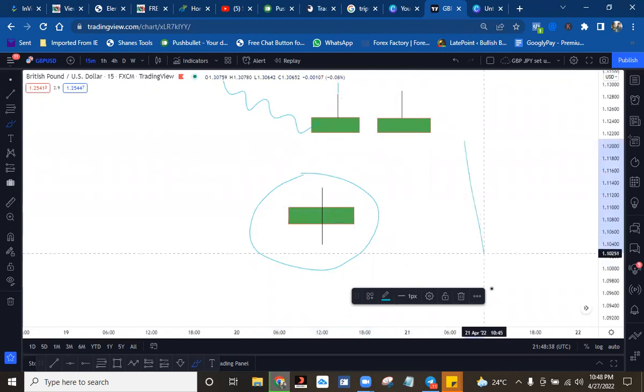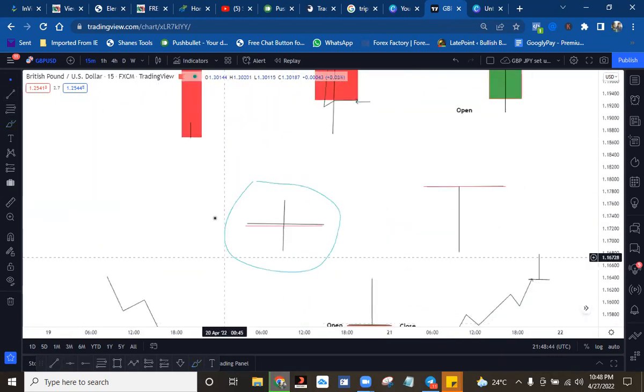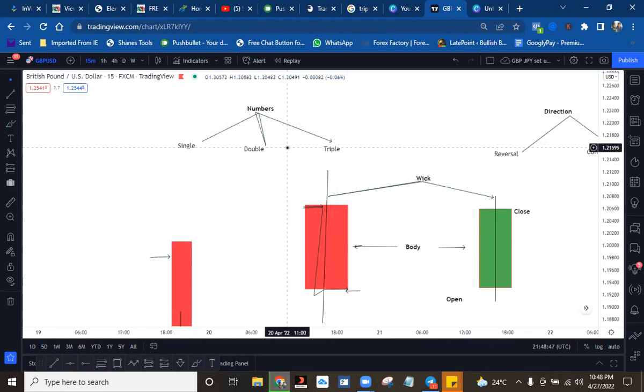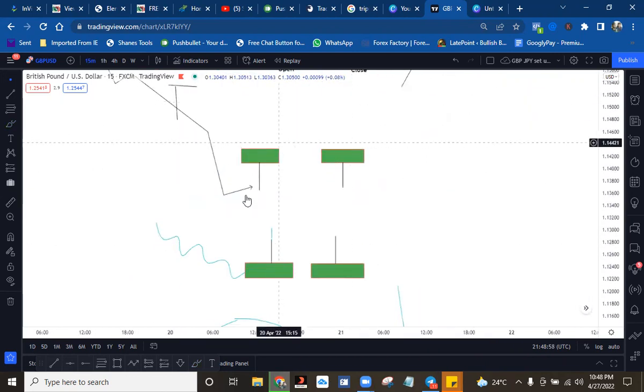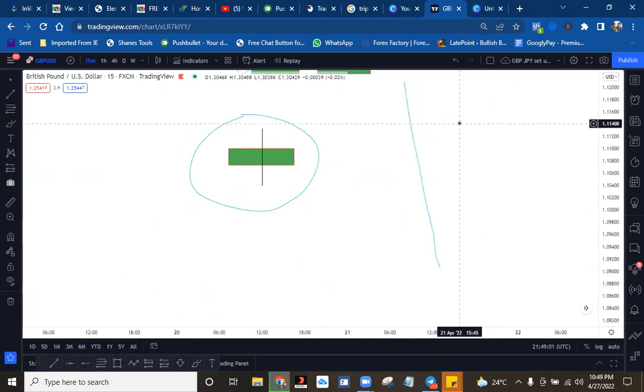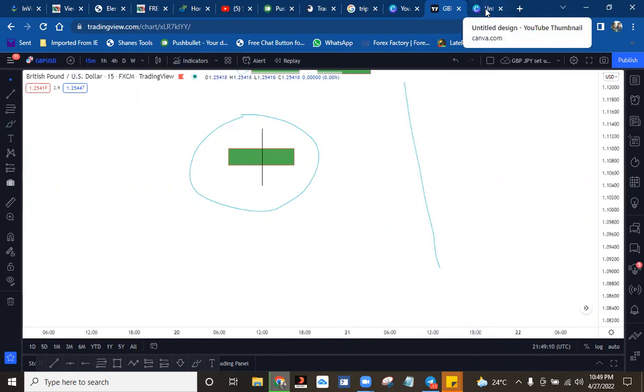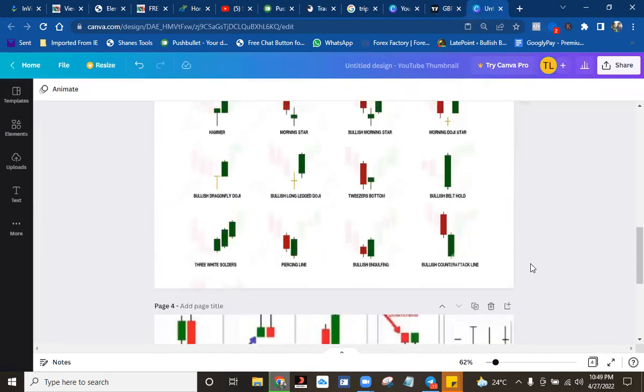Remember, I told you guys earlier about the candlestick numbers we have. We have the single candlesticks, the double candlesticks and the triple, right? So all the ones that I showed you are just the single candlesticks. So let us talk about the double candlestick patterns. Having a double candlestick pattern means more than one candlestick trying to prove a bullish or a bearish signal.